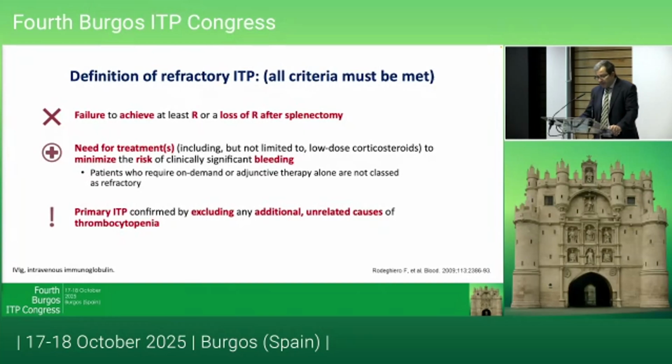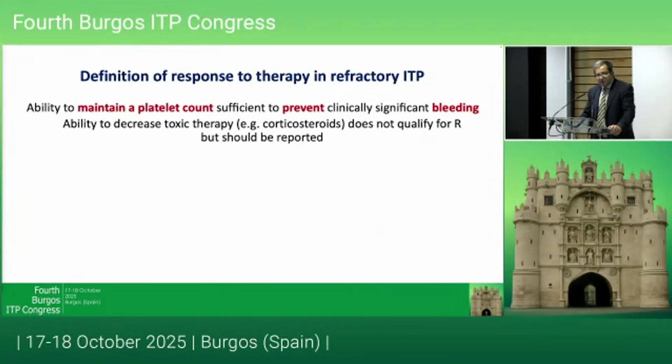Primary ITP must be confirmed by excluding any additional and related causes of thrombocytopenia. And on the contrary, the definition of response of patients who have previously demonstrated to be refractory. This definition of response is the ability to maintain a platelet count sufficient to prevent clinically significant bleeding, the ability to decrease toxic therapy, e.g. steroids, which, on the contrary, does not qualify for response, but should be reported. So these are standard definitions that we are currently updating. Probably they are not clear enough.